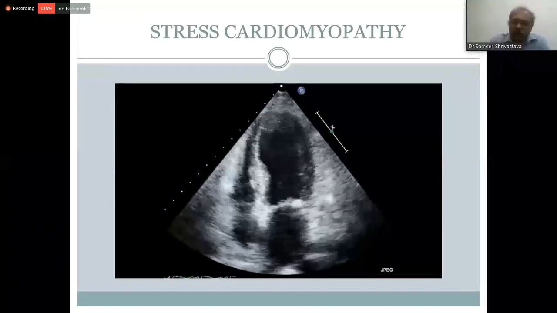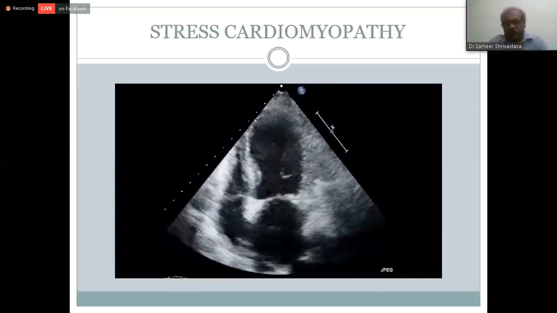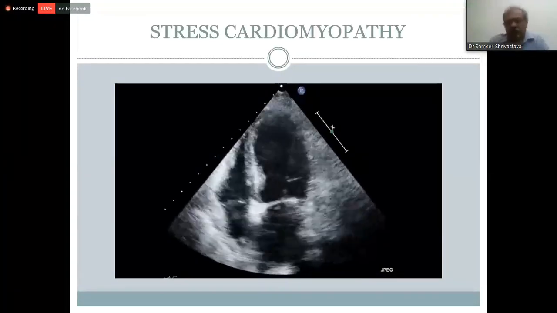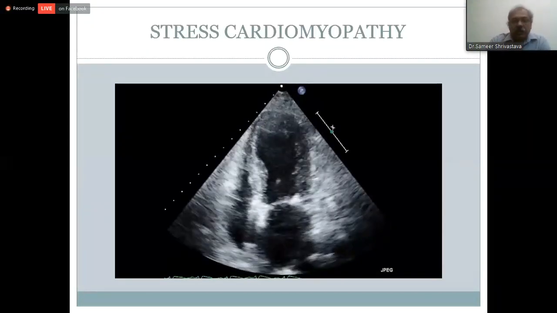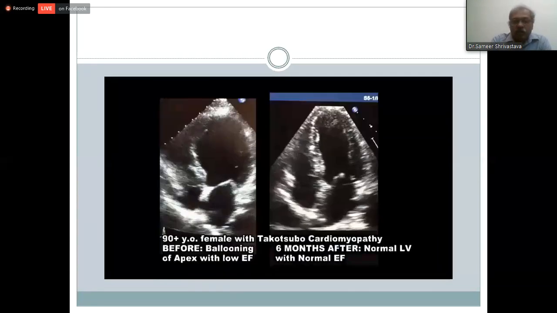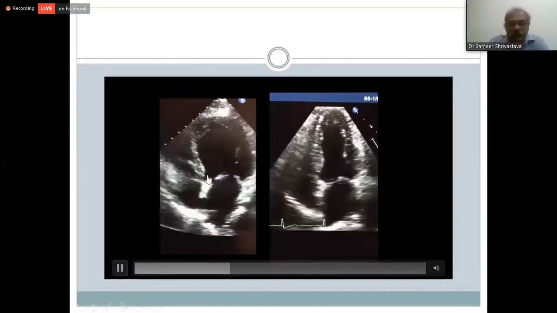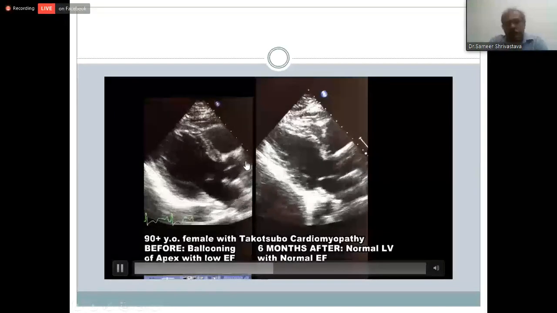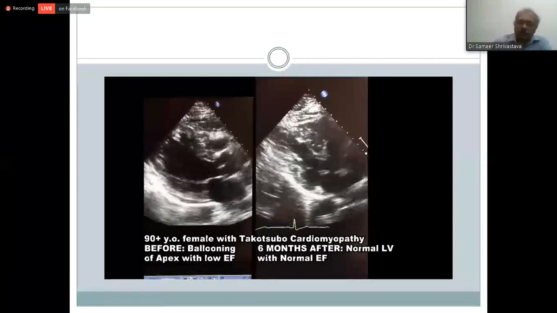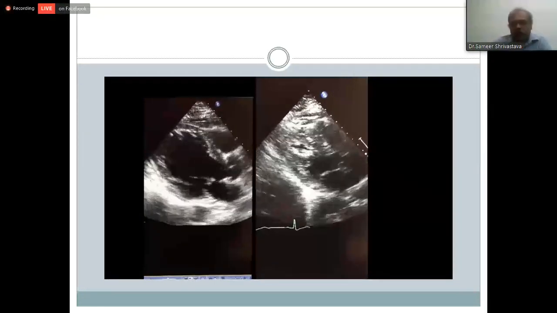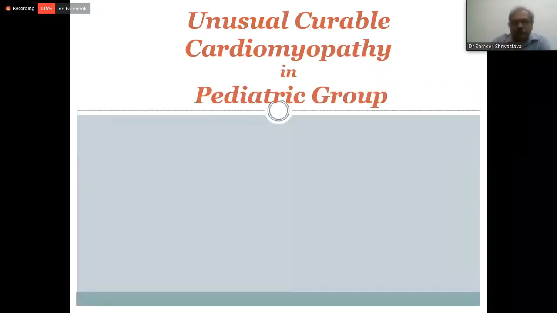The precipitating factors could be physical stress like sepsis, surgery, parturition, and non-physical could be emotional upsurges. How do you make a diagnosis? You make a diagnosis of basal hypercontractility. If you look at this, this is a basal hypercontractile and the apex is ballooned. Though more and more different types of Takotsubo or stress-induced cardiomyopathy have been discovered, the catch point is that you have to document normal coronaries.